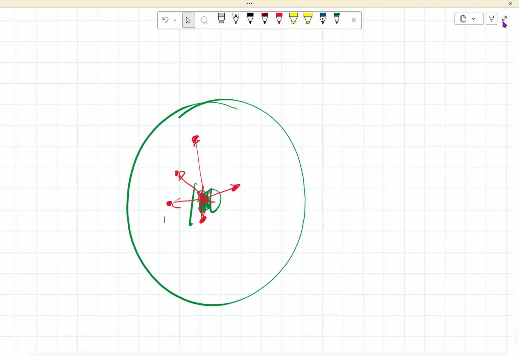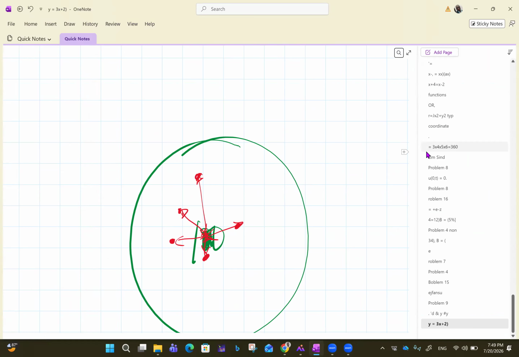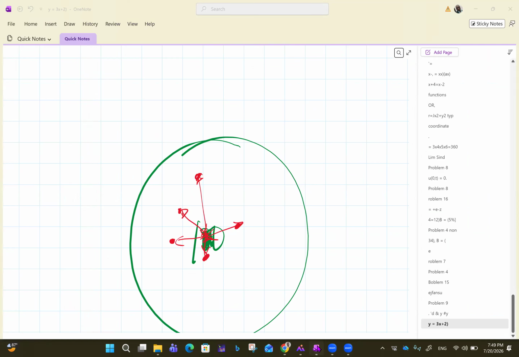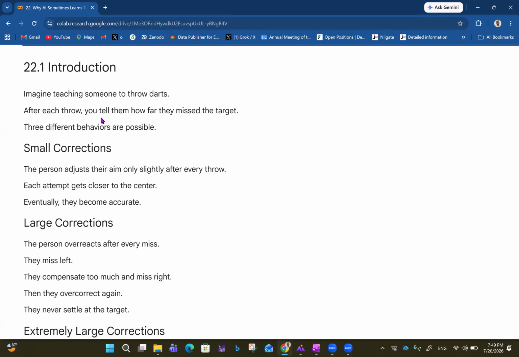Having done all of that, imagine there are three possible behaviors. After each throw, you tell them how far they missed the target. So you can see all the distances. This is the farthest from the target. First, you can have small corrections. The person adjusts their aim only slightly after every throw. Each attempt gets closer to the center. Eventually they become accurate.